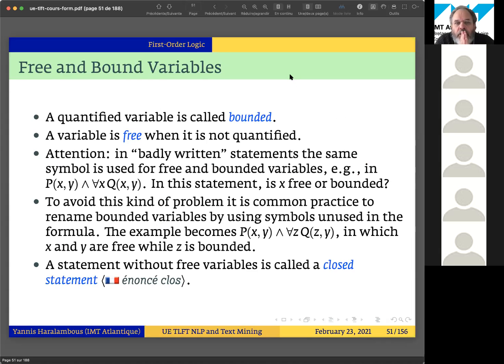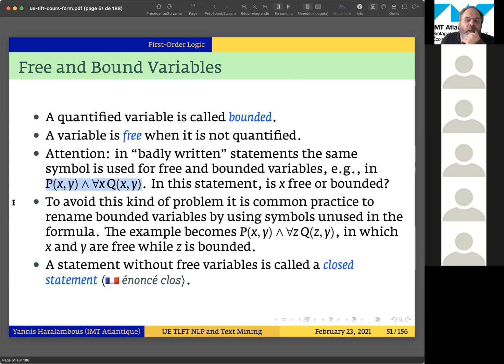As you have seen, we can apply quantifiers to variables. Whenever a variable is quantified, it's called bounded. Otherwise, it is called free. In a formula, we can, syntactically, mix bounded and free variables. So this formula is syntactically correct.